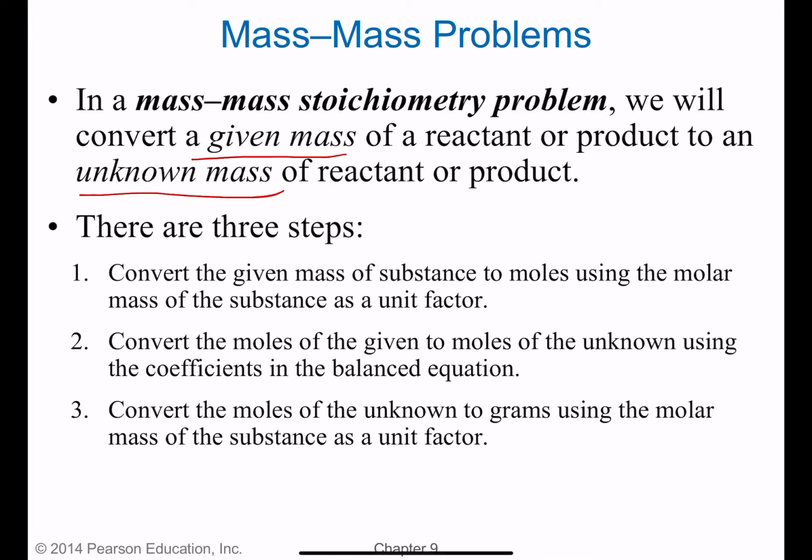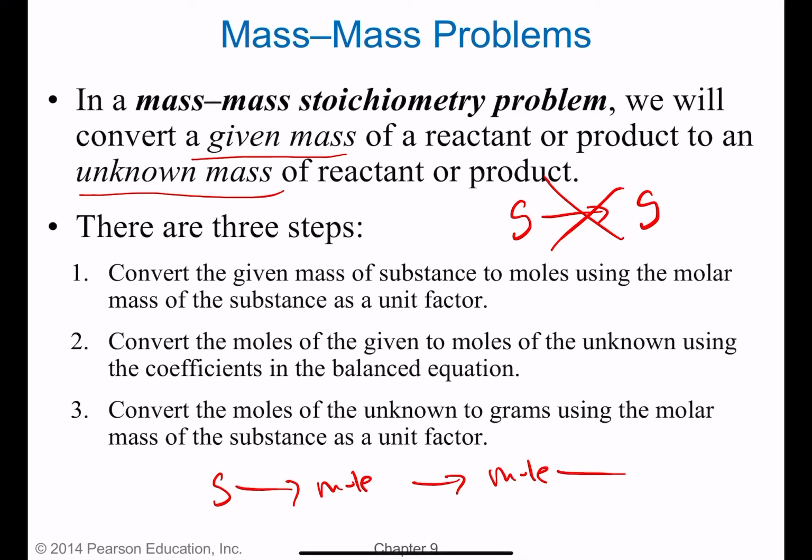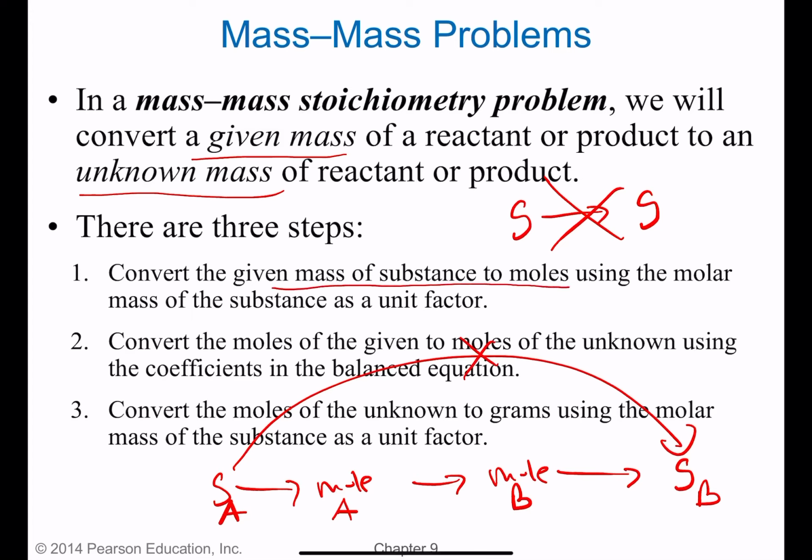Now we cannot simply go from grams to grams. We must first go from grams to moles to grams. If we're converting from substance A to substance B, it's grams of A to moles of A to moles of B, and then to grams of B. So we cannot just go from grams to grams. You cannot do that.